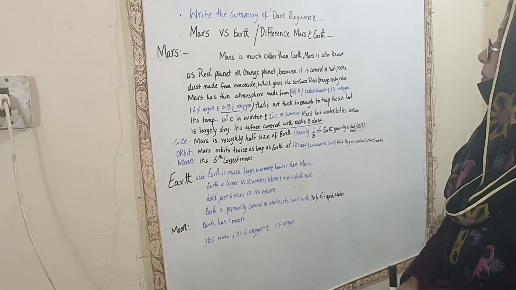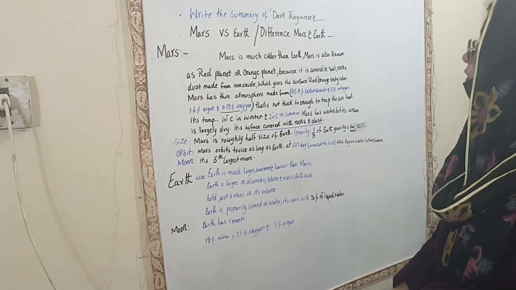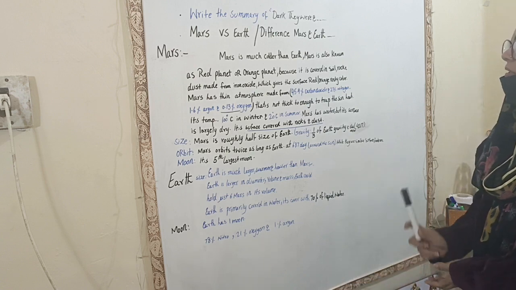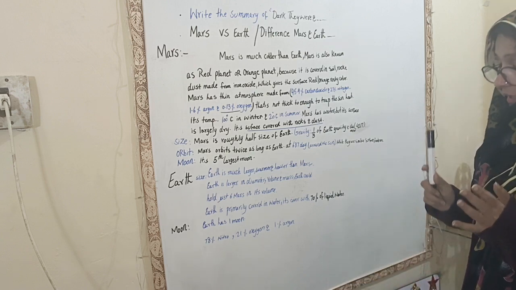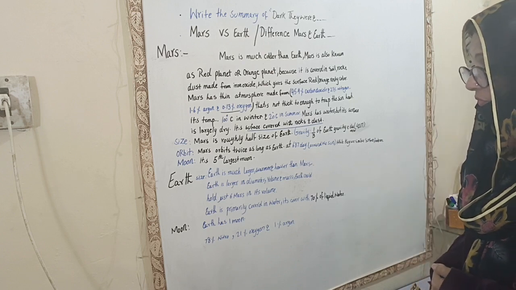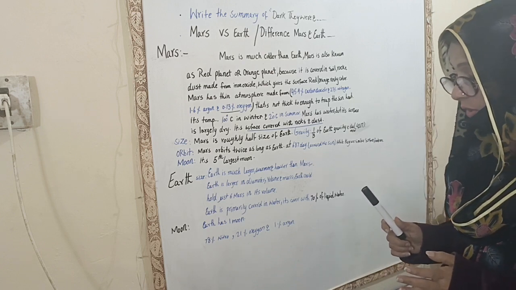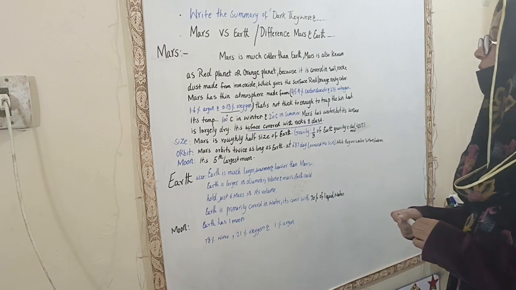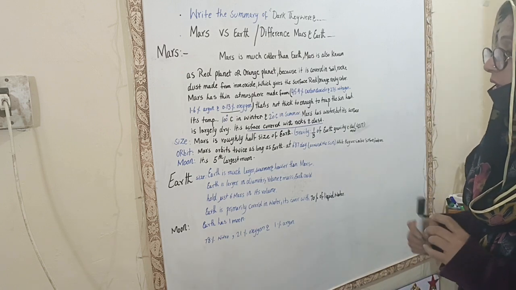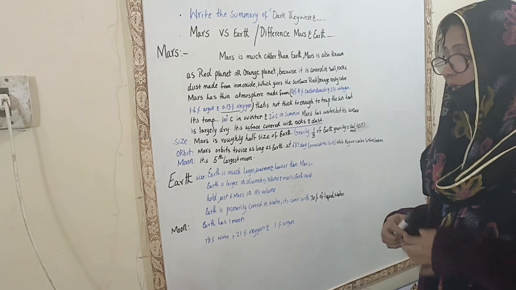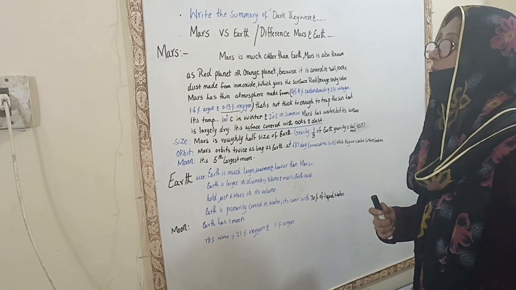Mars is much colder than our Earth. Mars is also known as a red planet or an orange planet. Before this lecture, I explored some points about Mars.